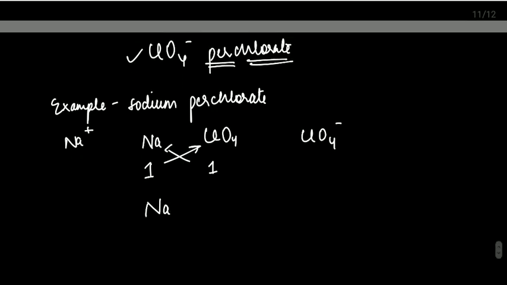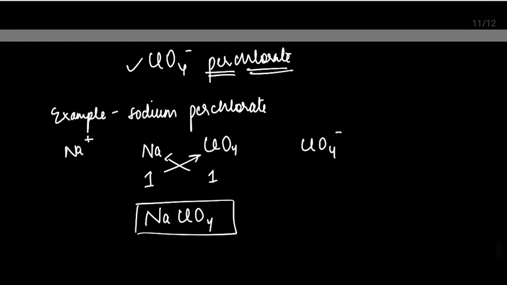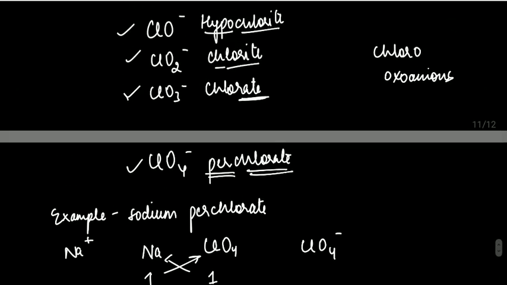You just have to club the ions, atoms, you can say over here. NaClO4 is the formula. That is sodium perchlorate. So if you can remember this trick, it will be easier.